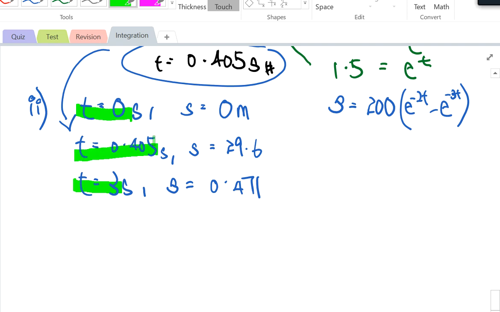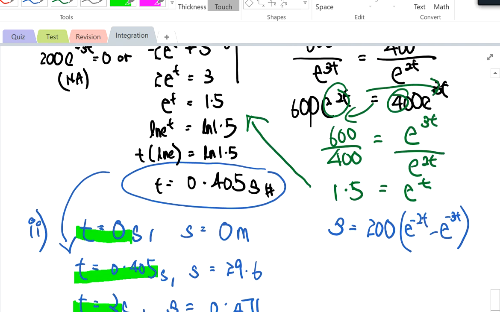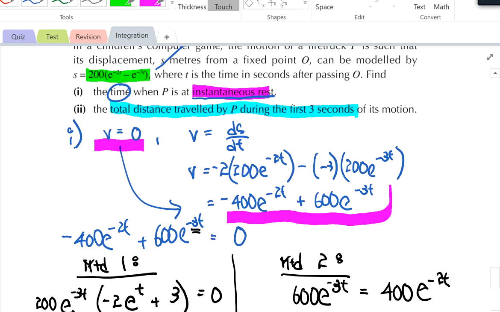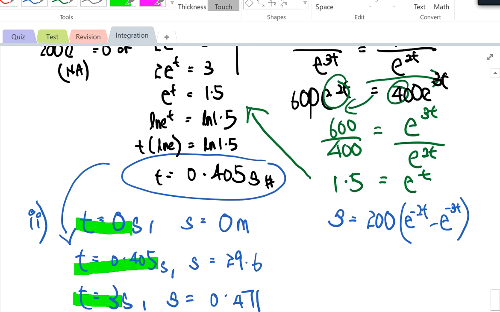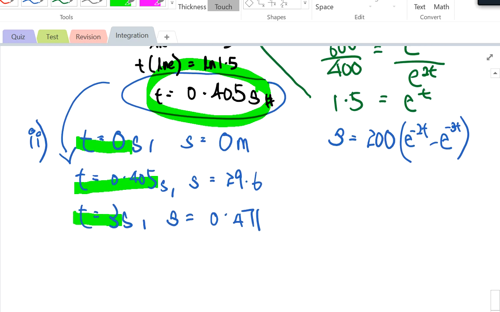Why is that so? Because remember, when v is equal to 0, the particle or object will stop at this timing at 0.405. And it happens that 0.405 lies between 0 and 3. So we must include that timing. All right?